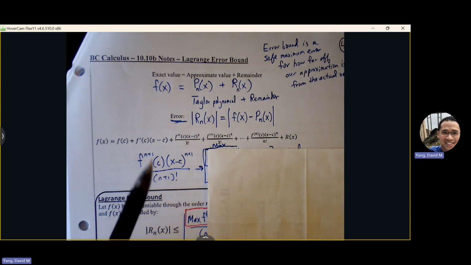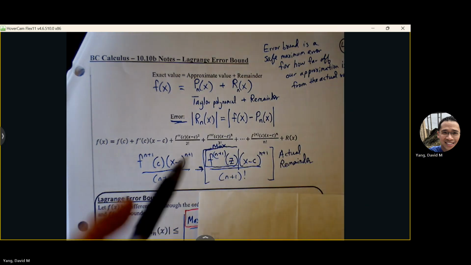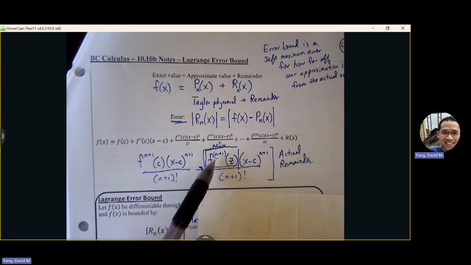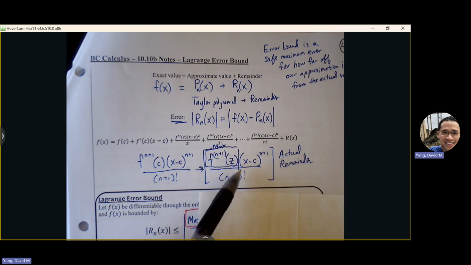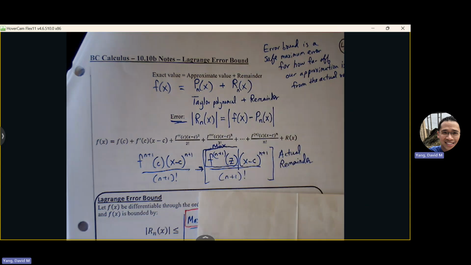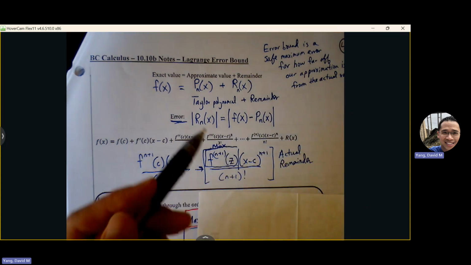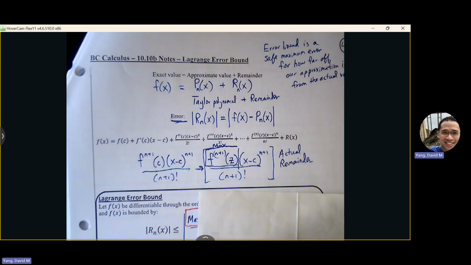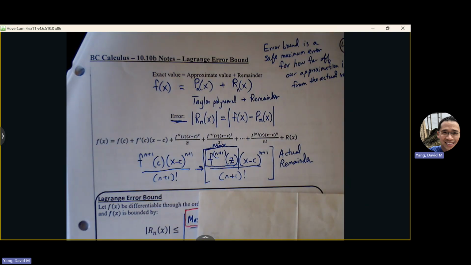But the issue is that the actual remainder is going to be the n plus first derivative evaluated at some unknown z. Right? We don't know what z is, because if we did, then there wouldn't be a need for an error bound. We would just be able to find the exact error.